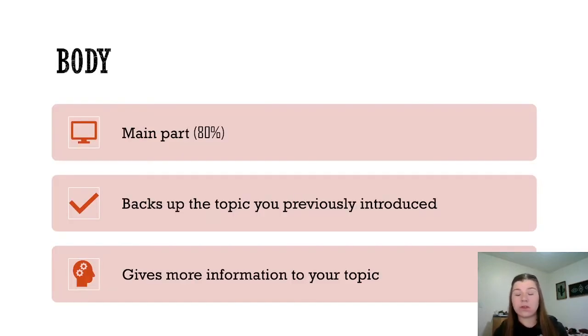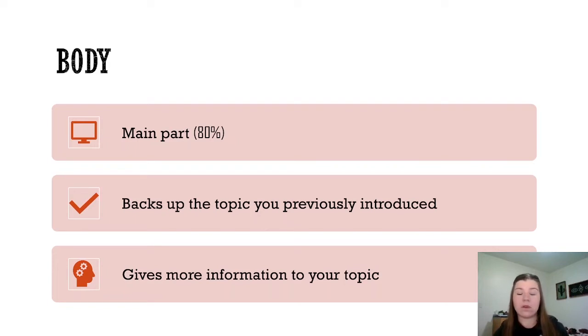After you've done your introduction, you're going to go into your body. This is going to be the main part of your communications project. It should make up at least 80% of the time or the word count of your speech. The purpose of the body of your speech or presentation is to back up the topics that you introduced. Within your introduction, you're going to explain your topic and what you're going to cover, and then within your body, you're going to expand on those points that you told the audience you were going to cover.